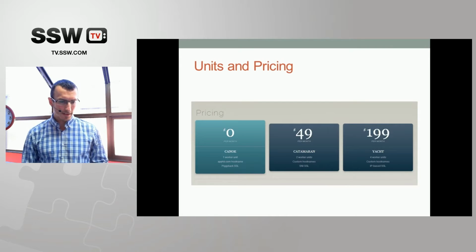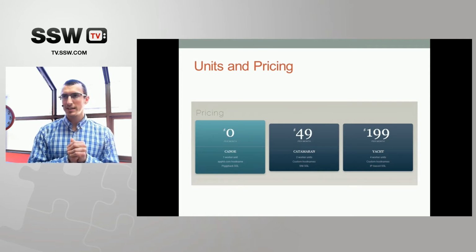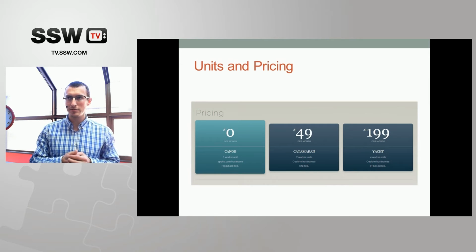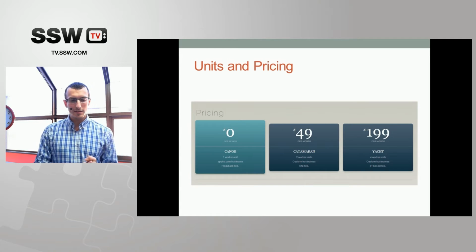So a bit about units and pricing, and this is what the pricing looks like for App Harbour. I was actually only interested in the canoe initially because I wanted something free, and as you can see, the canoe gives you one worker unit. Now with this worker unit you can have multiple applications, and the good thing about it is that each application can have a single database. So you can have 10 applications and 10 SQL Server instances running without having to pay for them.